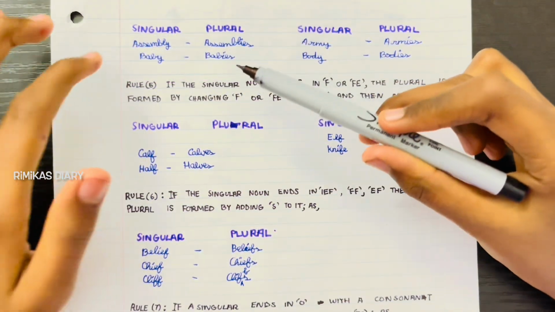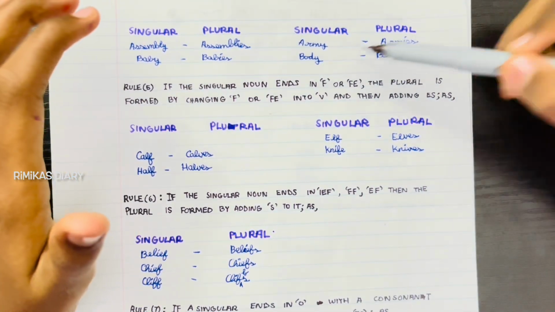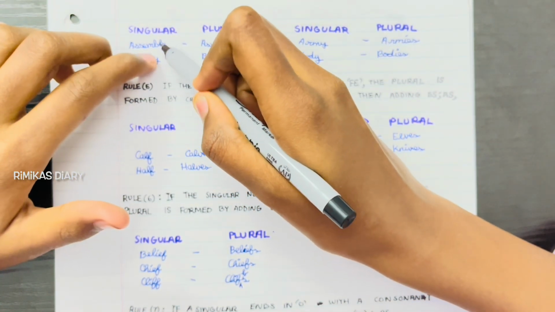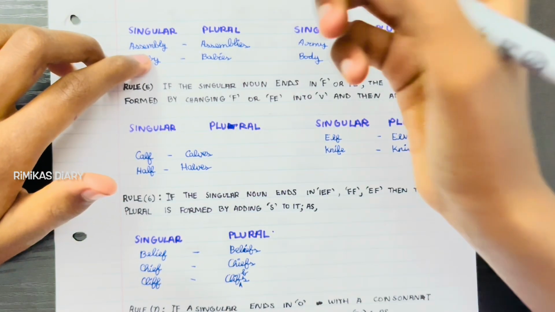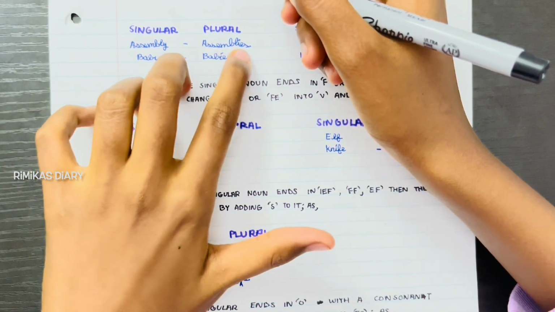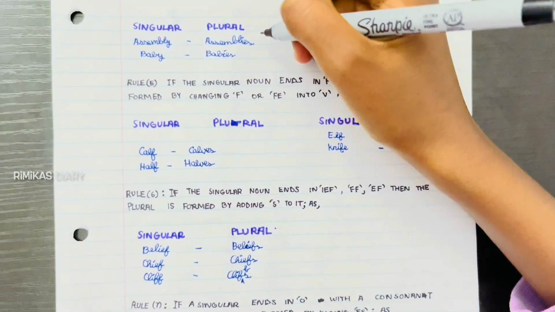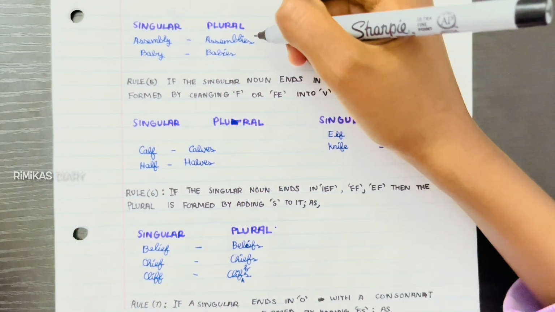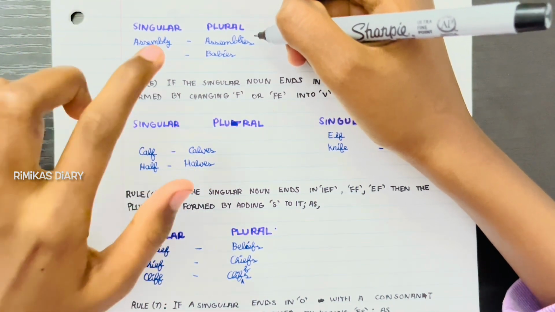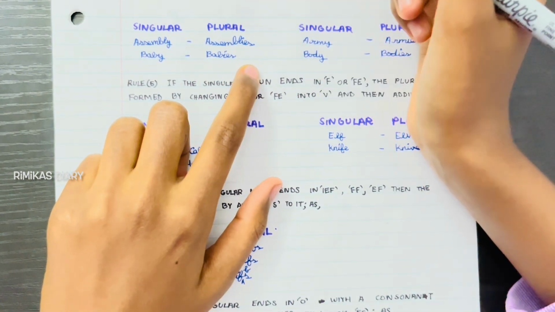For example, assembly, assemblies; baby, babies; army, armies; body, bodies. In the word assembly, there's y at the end and a consonant before y, which is l. So we cut out the y, write the word without it, and add ies. Same with babies. In the word baby, y is the last letter, and we switch y into i and add es at the end.